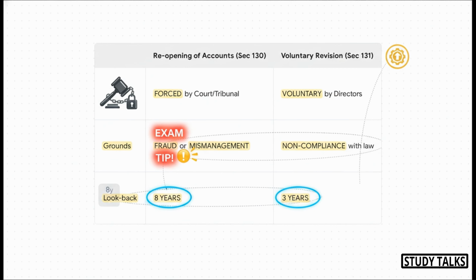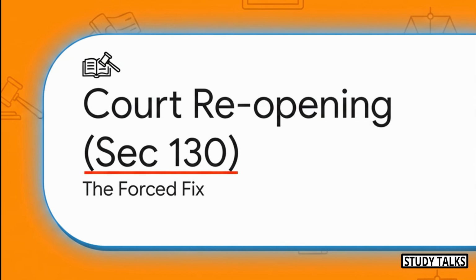Then, on the other side, you have Section 131, revision. This is where the directors themselves decide to make a change, usually because they realize they didn't comply with the law. And look at the time frames. 8 years for reopening versus just 3 for revision. Huge difference. So first up, Section 130.